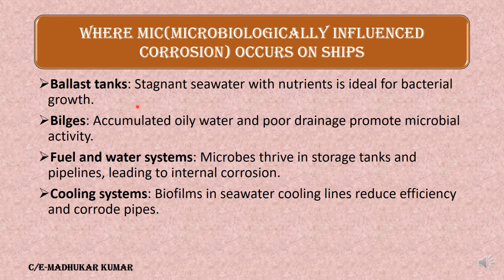Where does this happen most? Ballast tanks, bilges, fuel and water systems, and cooling systems, where there is the possibility of growth of microorganisms. In ballast tanks, you have stagnant water, which gives enough nutrients for bacterial growth. Bilges also accumulate oily water and have poor drainage, which also promotes MIC. In fuel and water systems, the microbes thrive in the storage tanks and pipelines, leading to internal corrosion. In cooling systems, biofilms in seawater cooling lines reduce efficiency and corrode the pipelines. So this is the part which microbiologically influences the corrosion.